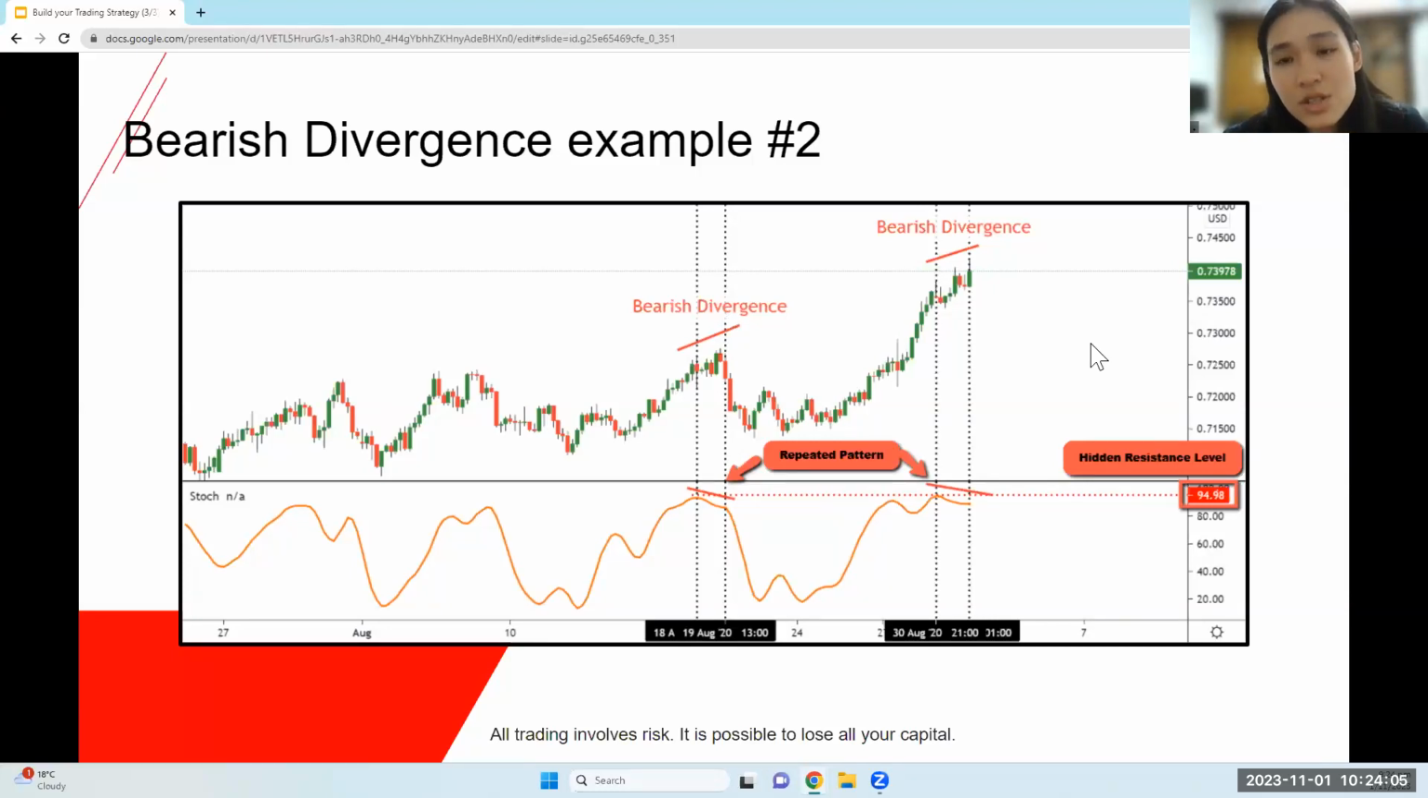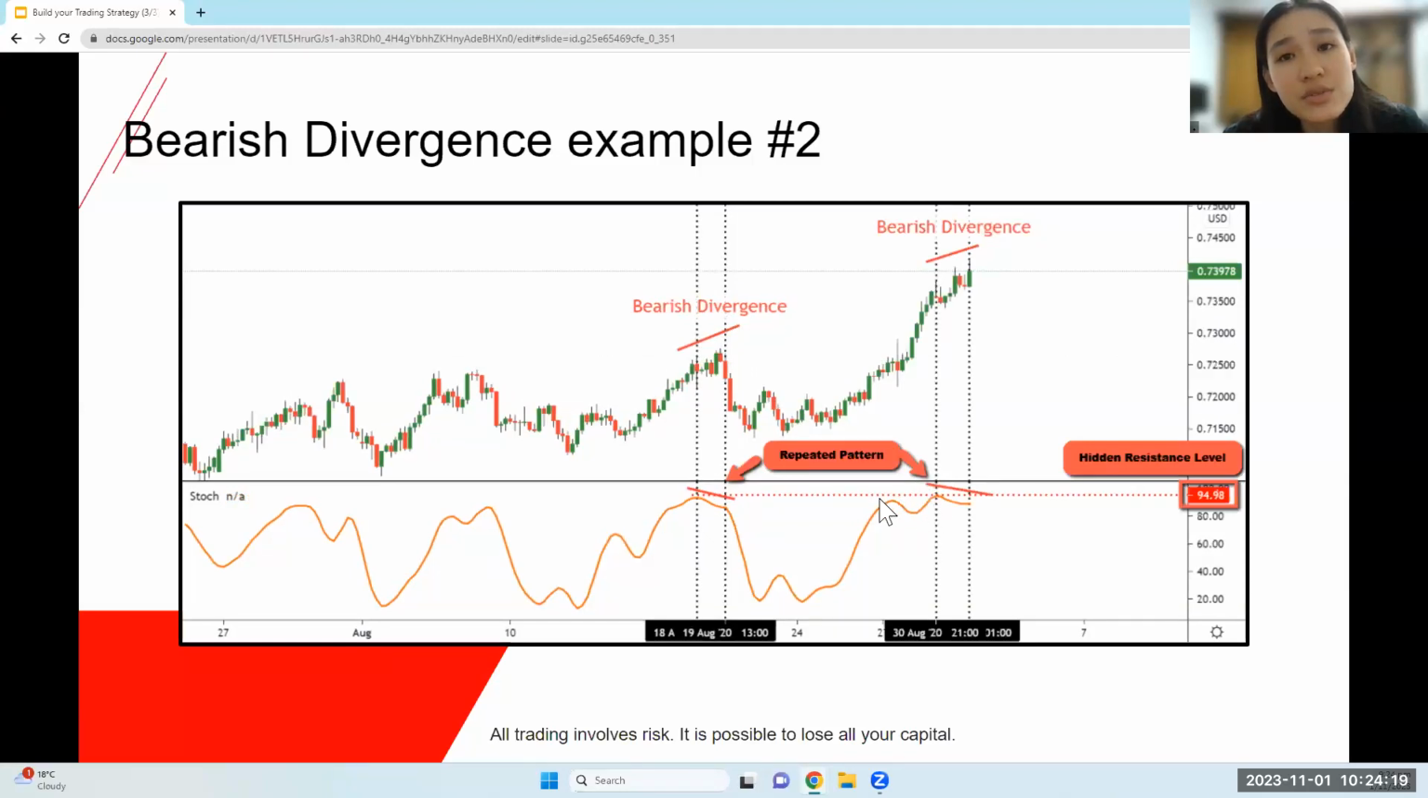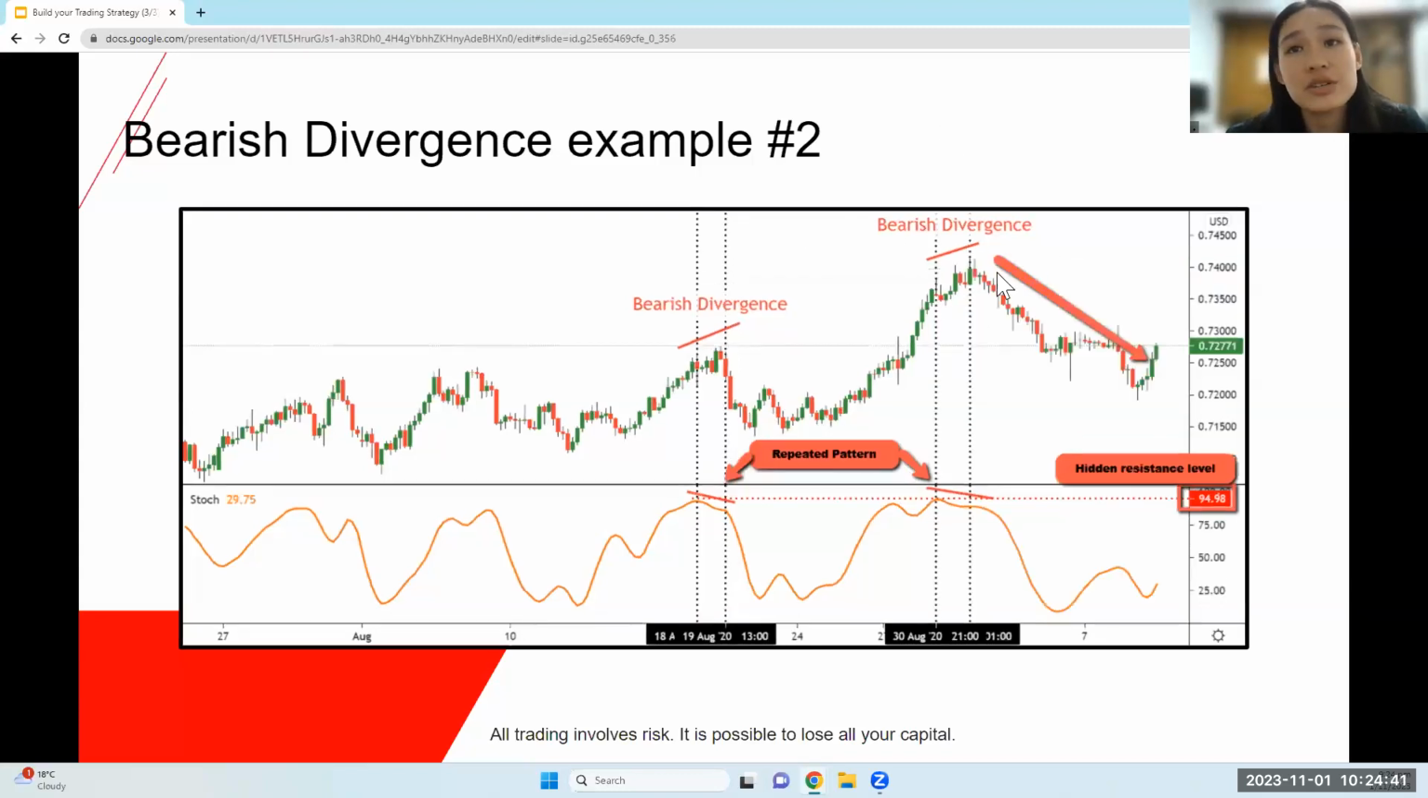So this is an extension of the previous example. In this example, we see price immediately drop, but we can see that it's rising again and it's approaching our resistance level here. So it's approaching this resistance level and we see a repeated pattern with price making a higher high and stochastic making a lower high. So it's the same pattern. We also have a hidden resistance level between these two swing highs, and you can expect price to continue to drop, which is why we call it a bearish divergence. And that's exactly what happened over here.